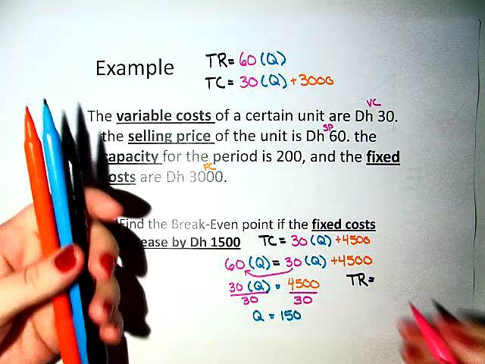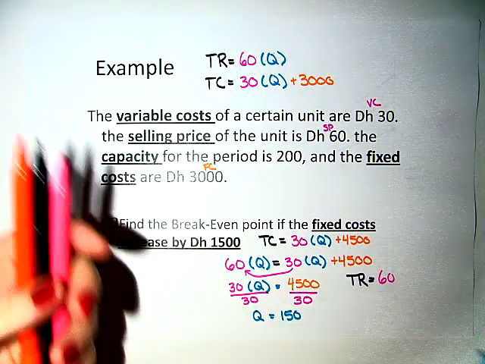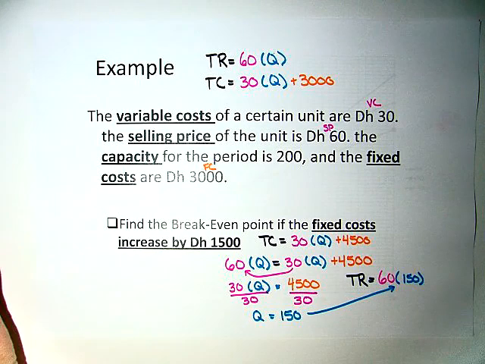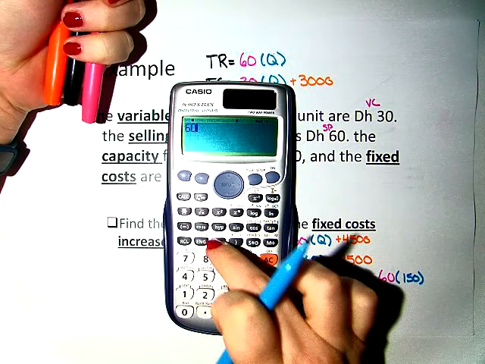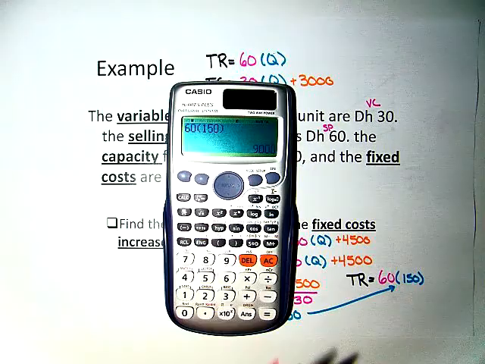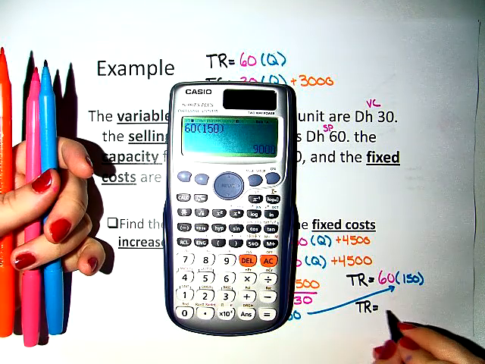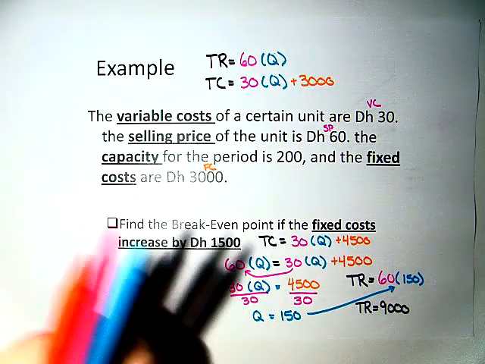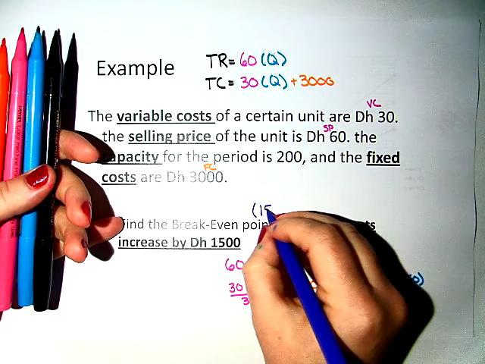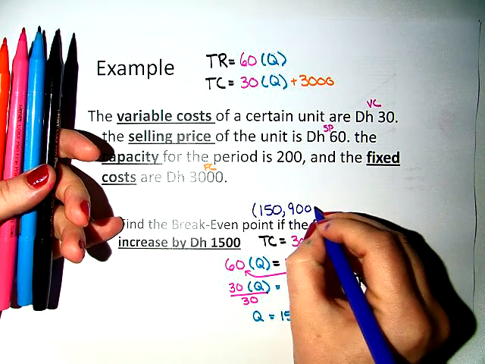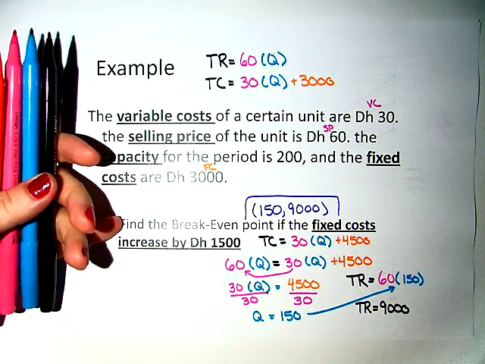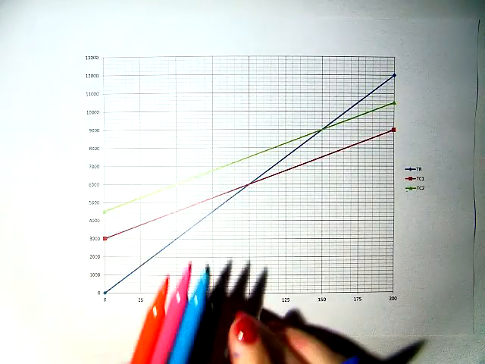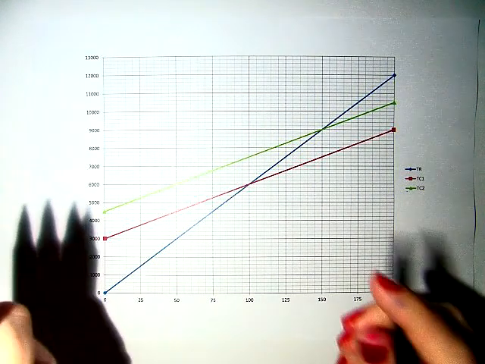So our total revenue is 60, and we're going to multiply it by 150. So we get out and we say 60 times 150 gives me a total revenue of 9,000. So the break-even point when this is adjusted is 150, 9,000. So if we're looking at this graphically, this would be what happens. The original equation is here.